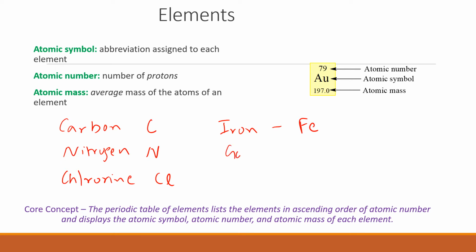And gold, the symbol for gold is Au, as shown here. Now these symbols came from their Latin or Greek names. For example, the Latin name for iron is ferrum and for gold is aurum, so that's where Fe and Au came from.